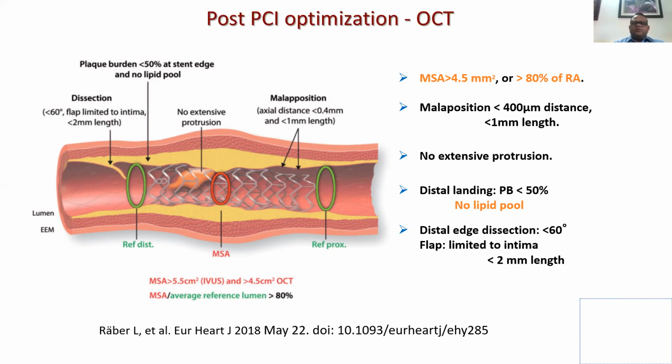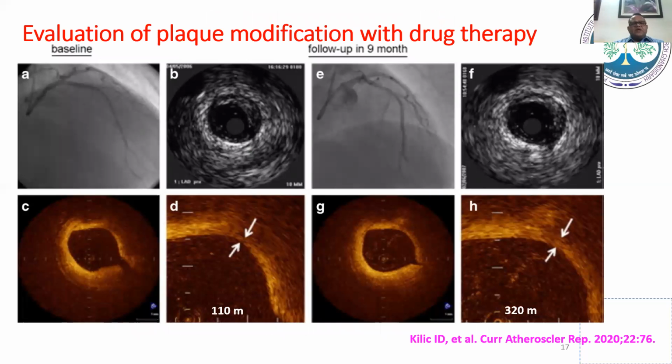And this is very important: the plaque burden, which mainly includes the lipid pool, should be less than 50% both proximally and distally to prevent geographical mismatch and the risk of in-stent restenosis at follow-up. Regarding the edge dissection, it should be less than 60 degrees. It should not extend into the media. It should be intima-based, and length should be less than 2 millimeters. In case these parameters are on the higher side, one needs to put an extra stent across the edge of the previously deployed stent. So these are the various criteria which have to be used during the PCI optimization.